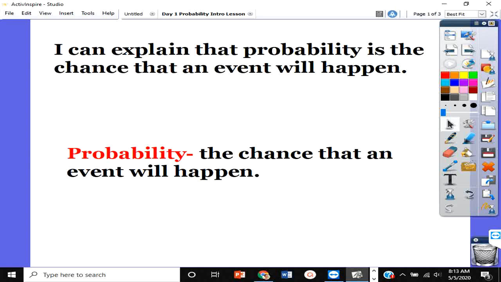Hey everybody. Today we're going to talk about the concept of probability. Before we get started, let's go ahead and read our I can statement for today so we can understand what our goal for this lesson is. So today our goal is to explain that probability is the chance that an event will happen. What does that mean? Let's break down that I can statement a little bit further.